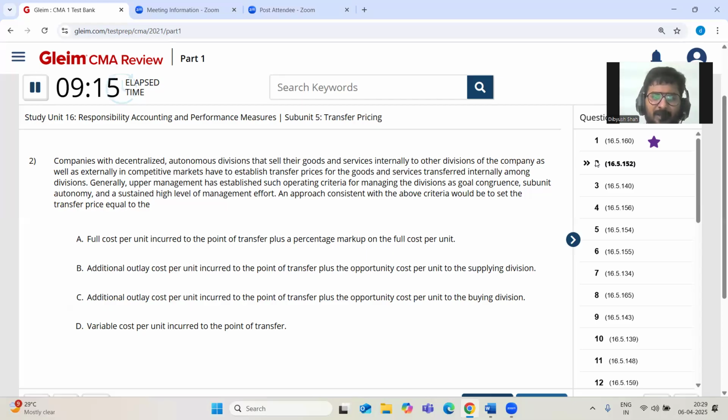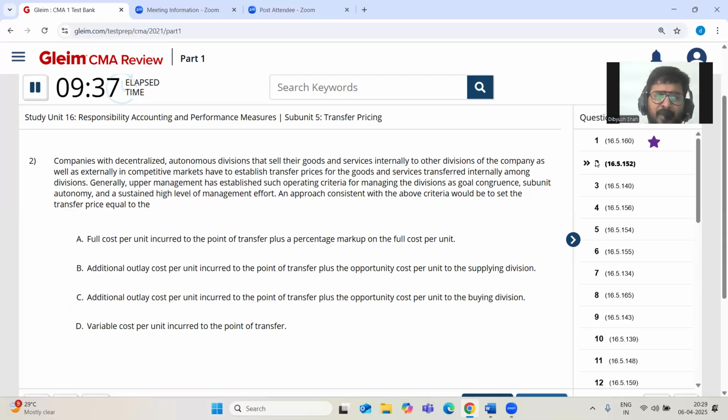Not at all. Additional outlay cost per unit essentially means out of pocket expenses, that is variable cost per unit. But opportunity cost is never considered from the point of view of the buyer. It's always considered from the point of view of the seller. So that makes this option wrong.